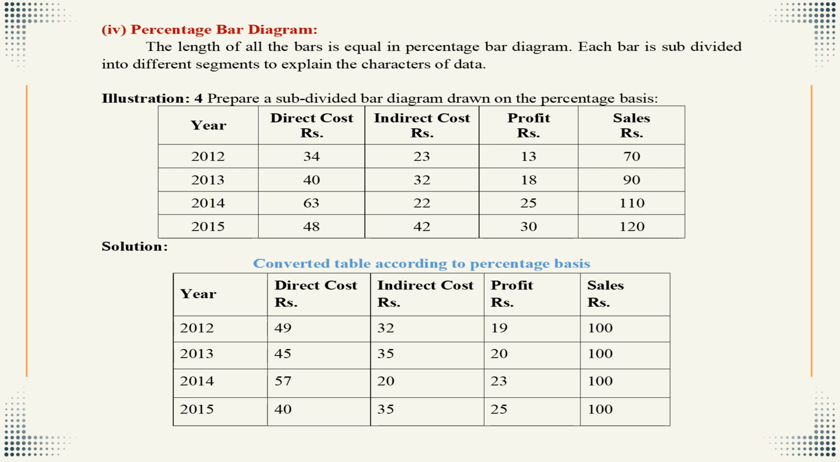And here, for example, 2012, the sales should be taken as 100, and that means for 70 it was 34. That calculation is 34 by 70 into 100. That means 49. Like that, 23 divided by 70 into 100, then it would be 32. Like that, all calculations should be done so that the total should be equal to 100.